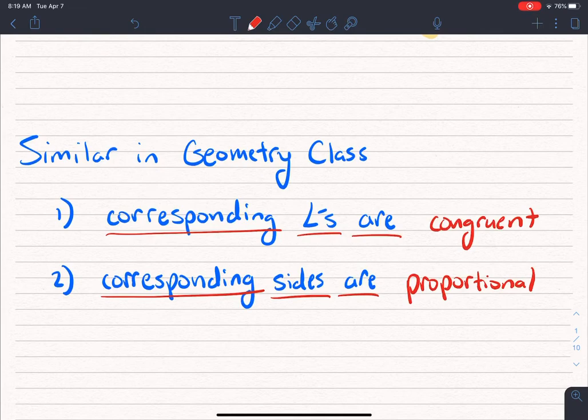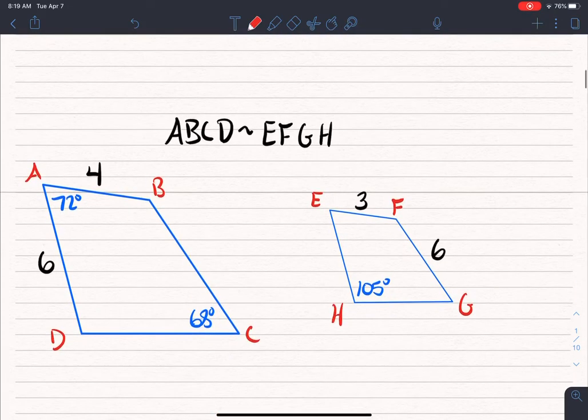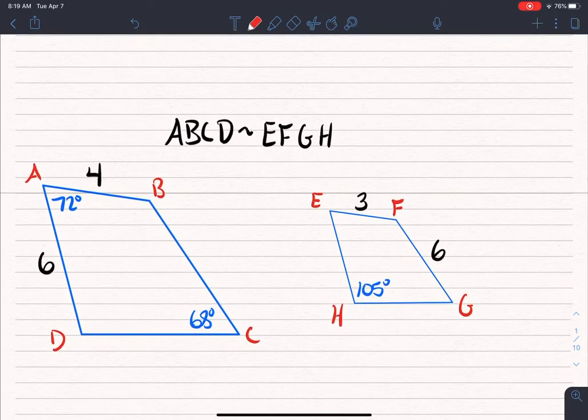Now let me show you what I'm talking about. I've got an example right here of these two shapes. Now this symbol in the middle, ABCD and this little caterpillar crawling, EFGH, that is the symbol for similarity. It's like the top of a congruent symbol without the equal sign below it. That literally says ABCD is similar to EFGH.